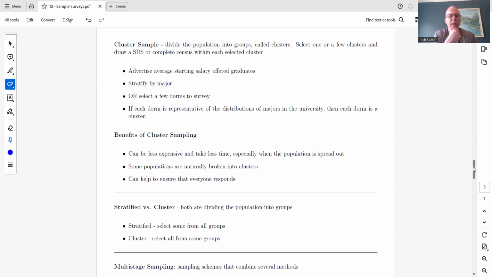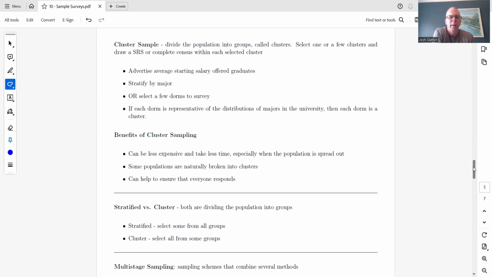All right, the next method is the cluster sample. Again, we're going to divide into groups, called clusters. Now they could, although not likely, be the same groups that you'd use in stratified, but you're still dividing into groups. They're not random groups. They're strategic groups, but natural groups. And we call these clusters. You select one or a few clusters, then draw a simple random sample or a complete census within the cluster.